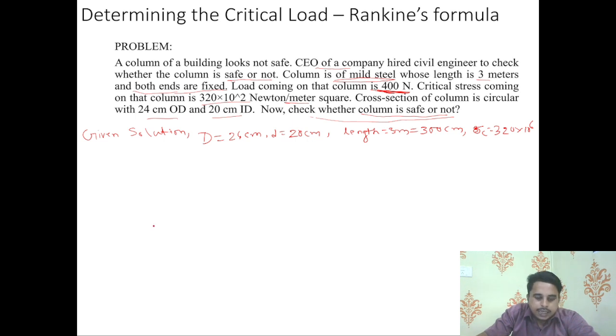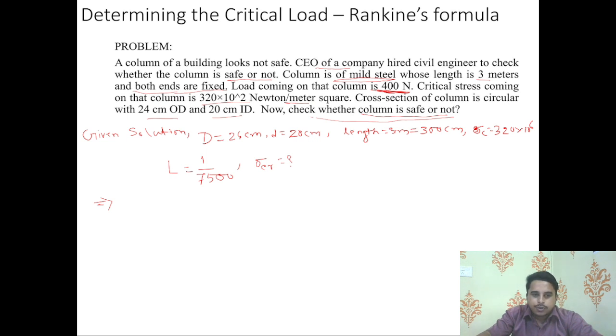The column is made of mild steel. Then the Rankine constant a is given by 1 divided by 7,500. Then in order to find out if the column is safe or not, we need to know the crippling or crushing load. That is the value of P. What is the value of the crushing load? Now let us move to the solution part.